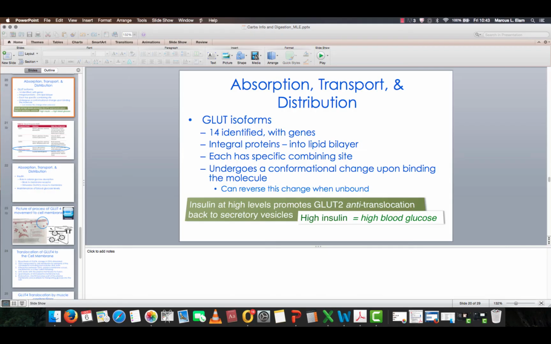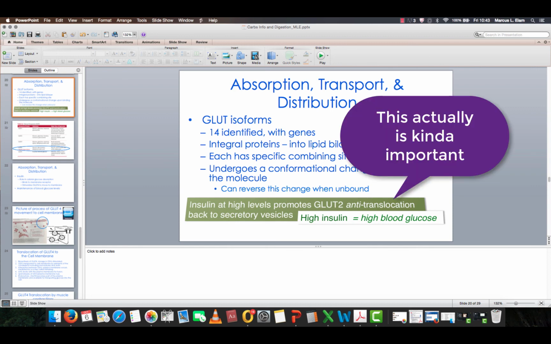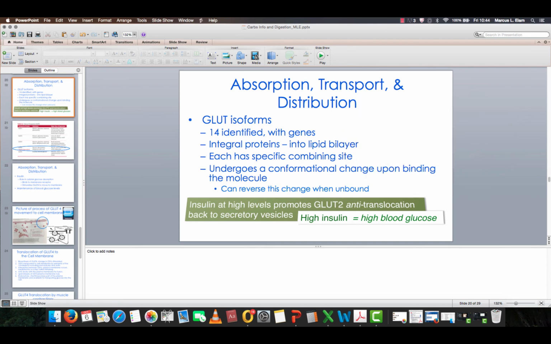Pretty cool. Okay, so here it says that insulin at high levels promotes GLUT2 anti-translocation back to secretory vesicles. So this state represents a high blood glucose level. If you have high insulin, this means that there's a high blood glucose. So it makes sense because insulin, what does it do? It stimulates glucose uptake into cells.